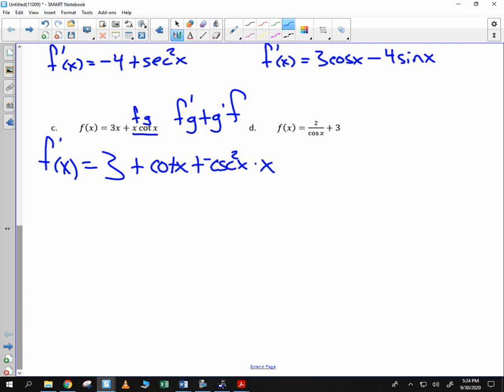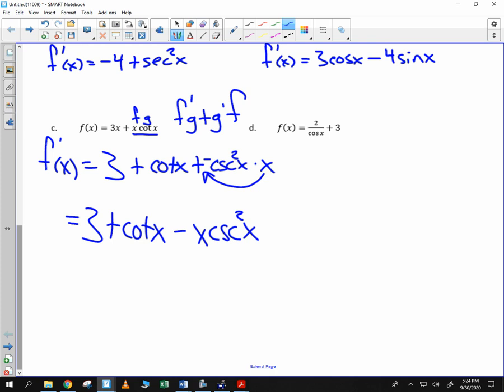Now, generally, when we write this, we would then say, well, that is 3 plus cotangent of x. It would be nice to write a minus x cosecant squared of x. Nice to put that x in front instead of at the back so it doesn't get confused with the other one, okay? And there's our derivative.